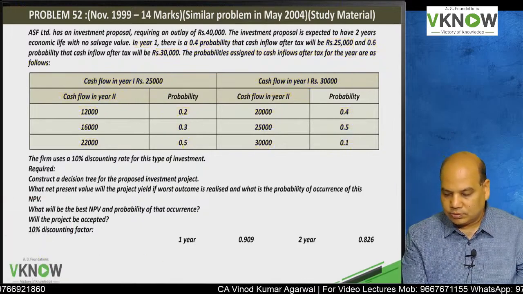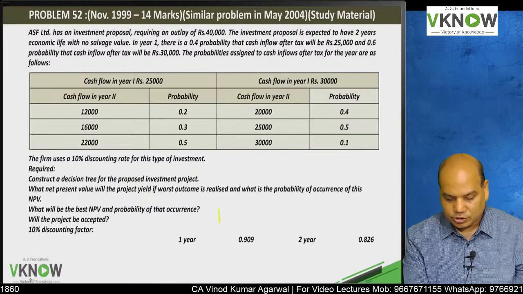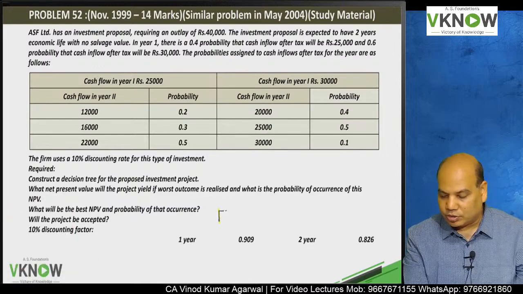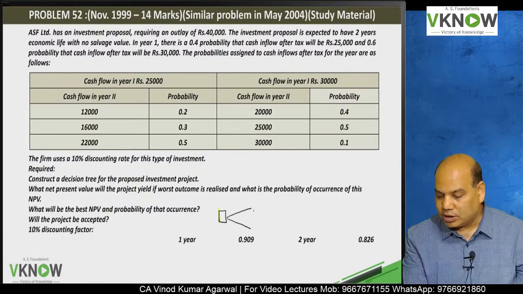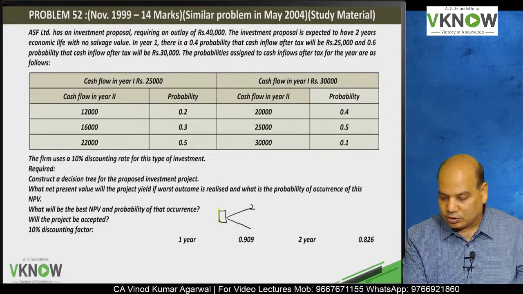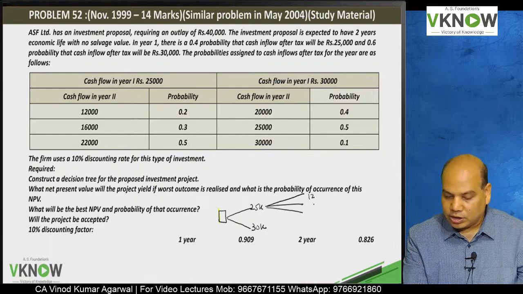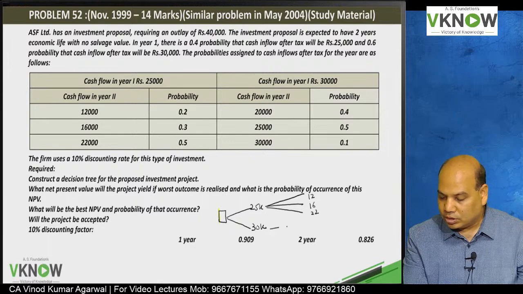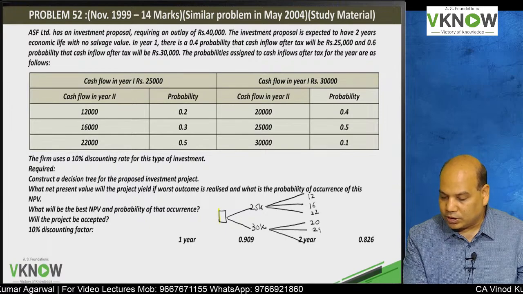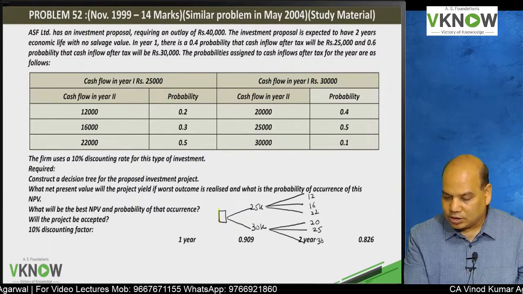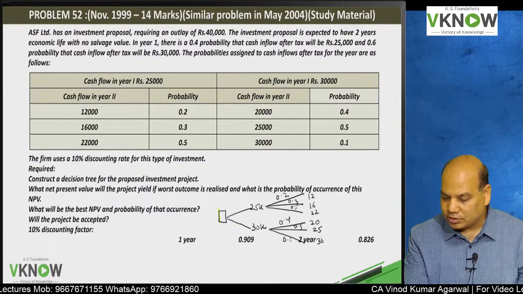Have you understood the question? The question is that suppose you start the project. I will roughly explain, you don't have to write. Then there are two possibilities in year 1. Either you will get 25,000 or 30,000. If you get 25,000 in the first year, then in the second year you can get 12,000, 16,000, 22,000. If you get 30,000 in the first year, then in the second year you will get 20,000, 25,000 or 30,000. And these are the probabilities given, which you will write next to that branch when we solve it. Right now, don't write. Just wait.